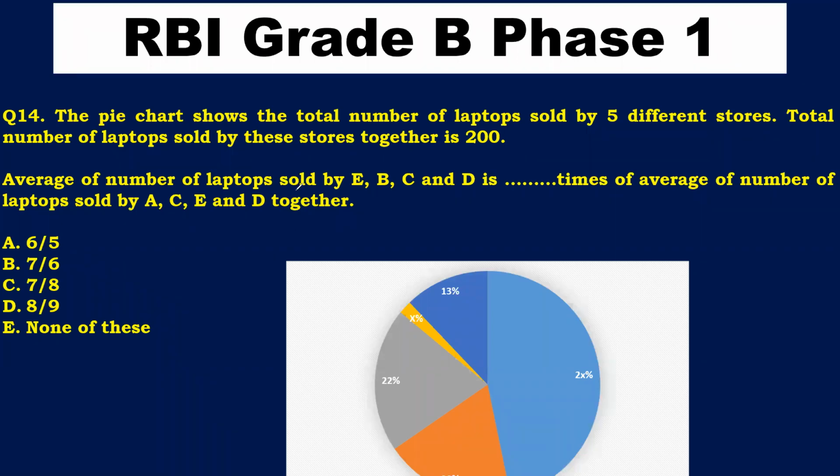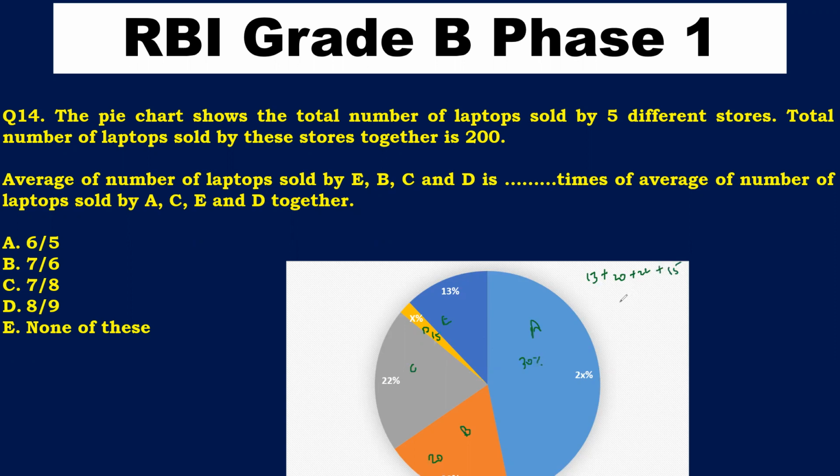The average number of laptops sold by EBCD is what times the average number of laptops sold by ACED together? So EBCD, this is A, B, C, D, E. EBCD means 13 plus B, which is 20. This is given, 20. C is 22, and D we already calculated, and this percent here is 15%. We already calculated that in the first question, and this is 30%.